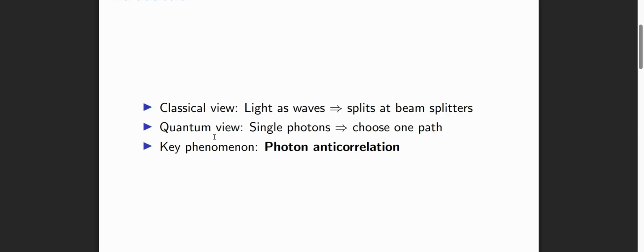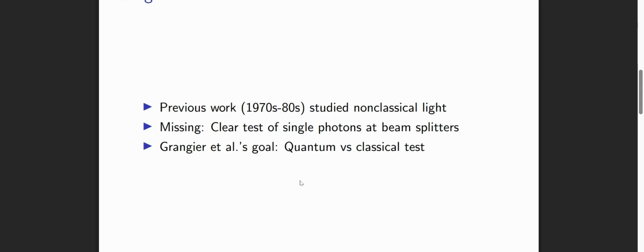But if we go with the quantum view, the quantum nature of light, we treat light as photons, right? If we deal with a single photon, then a single photon can't be broken into two parts. So either the light will be reflected or the light is going to be transmitted, but both of them can't happen at the same time, right? Basically, the key phenomenon here is photon anti-correlation. We will study in the next slide what photon anti-correlation is. And this is basically the background.